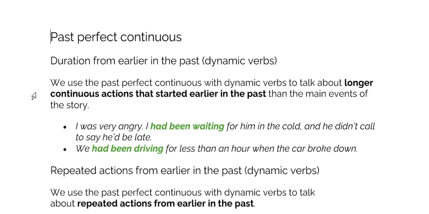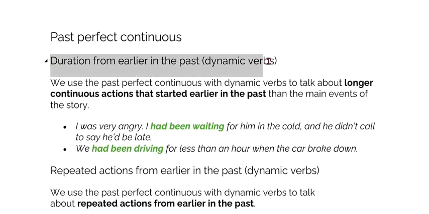Another verb tense that can be very useful when you're telling a story about the past is past perfect continuous. Past perfect continuous is the continuous version of past perfect, because we also have past perfect, as I mentioned earlier. But this time I want to talk about past perfect continuous.